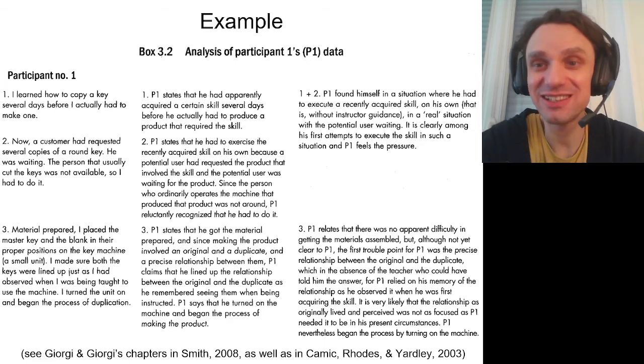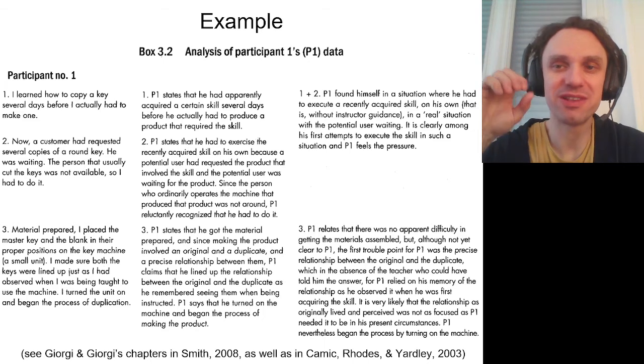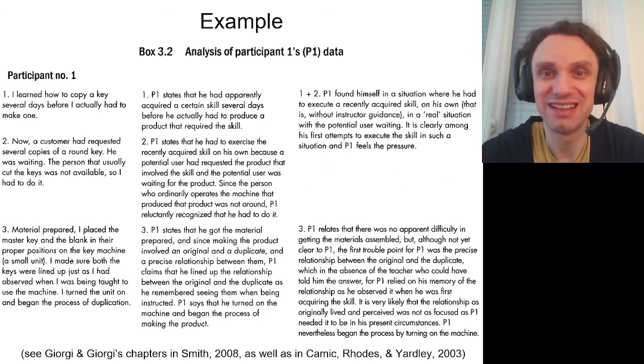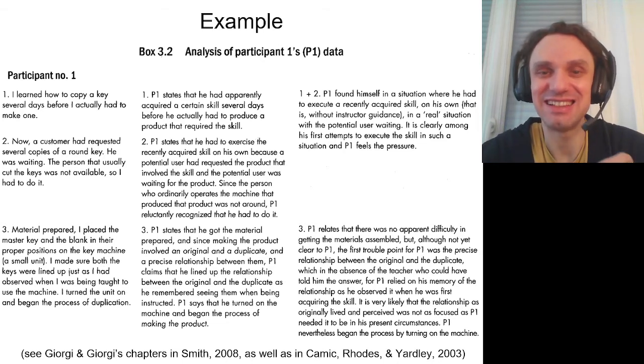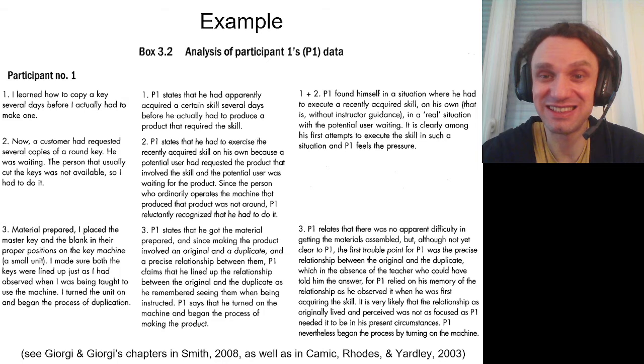And then as the third step, you try to come up with a more summary description. And you say participant found himself in a situation where he had to execute a recently acquired skill in a real situation, and it was clearly among his first attempts, and participant feels the pressure. And this third step can actually be the basis for your final qualitative description.